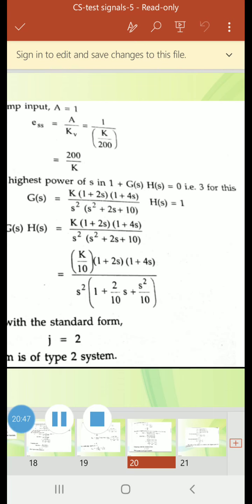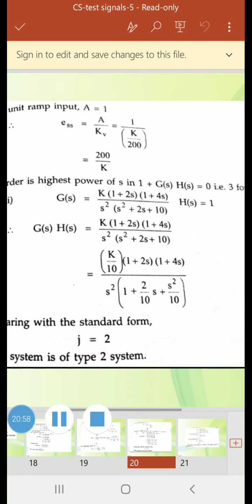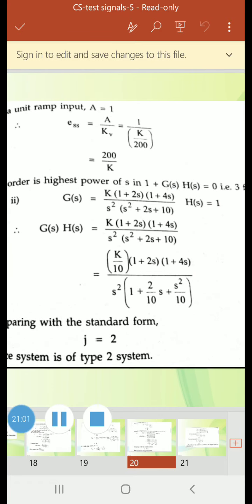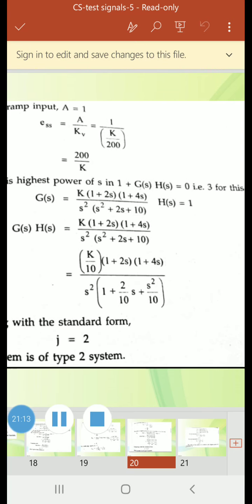Now the second one. What is given? G(s) is K into bracket 1 plus 2s into bracket 1 plus 4s by s square into bracket s square plus 2s plus 10. H(s) is 1. G(s) H(s) is equal to K into bracket 1 plus 2s into bracket 1 plus 4s by s square into bracket s square plus 2s plus 10, which is equal to K by 10 into bracket 1 plus 2s, 1 plus 4s. How is it K by 10? Because in the denominator 10 is taken common and K is written as K by 10 in the numerator, by s square into 1 plus 2 by 10 s plus s square by 10.